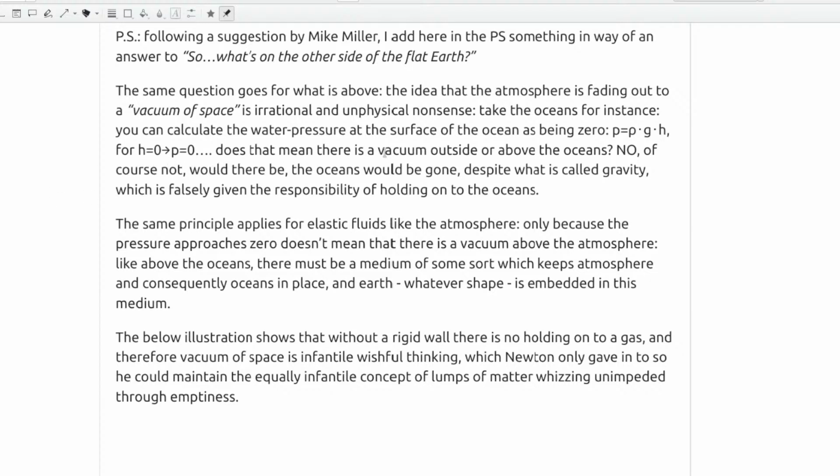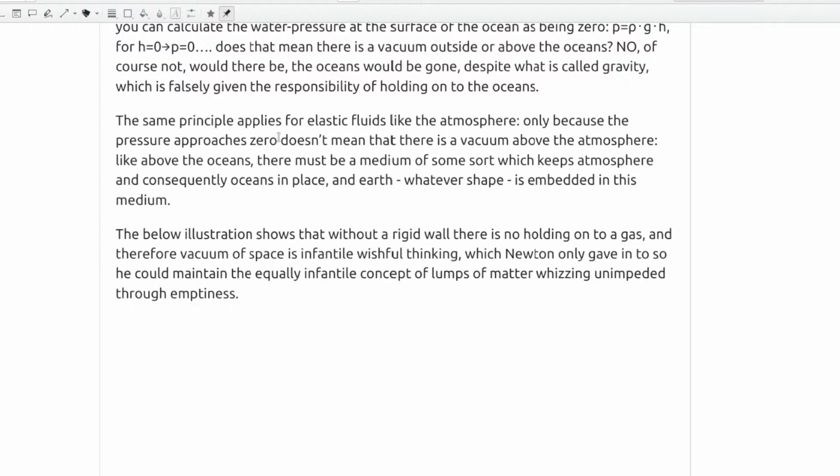So does that mean there's a vacuum outside of the oceans? No, of course not. Would there be, the oceans would be gone, despite what is called gravity, which is falsely given the responsibility of holding onto the oceans. The same principle applies to elastic fluids like the atmosphere. Only because the pressure approaches 0 doesn't mean that there is a vacuum above the atmosphere. Like above the oceans, there must be a medium of some sort which keeps the atmosphere and consequently oceans in place, and Earth, whatever shape, is embedded in this medium.